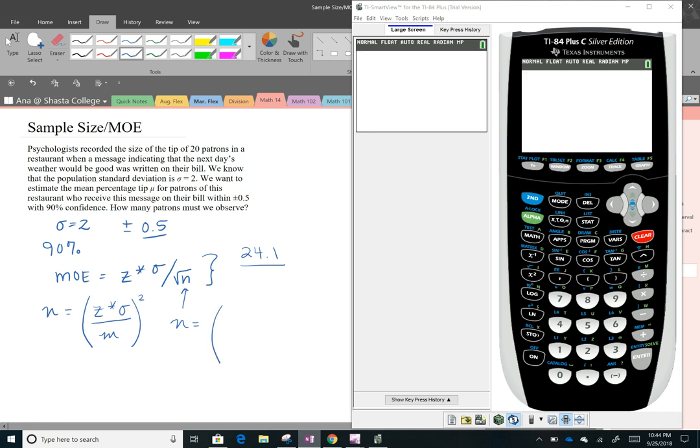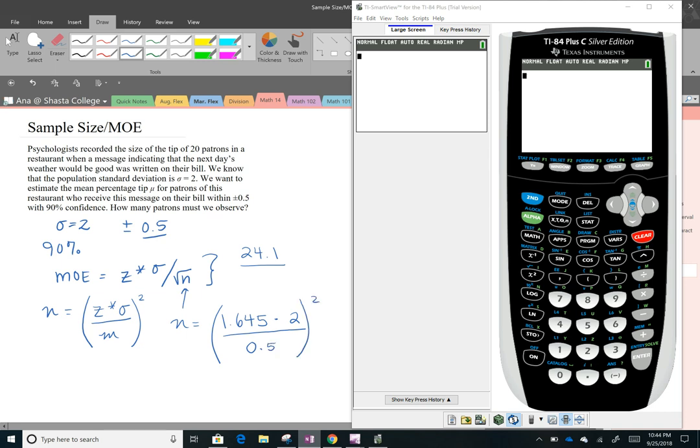So for this particular problem, my sample size is going to be equal to, well, I need the Z critical value for 90%. You can find this on your T table. You could do an inverse norm if you remember the trick on how to do that, or you could remember that 90% is 1.645. The standard deviation for this question is 2. And the margin of error they tell me they want is 0.5. And then I square that.